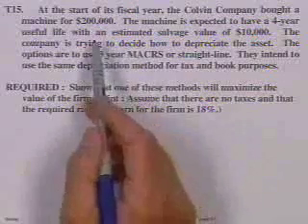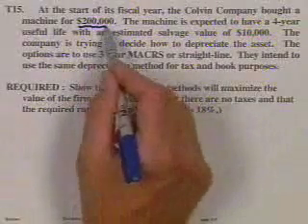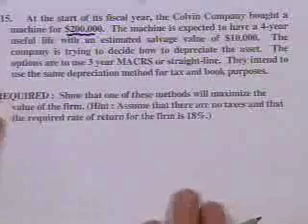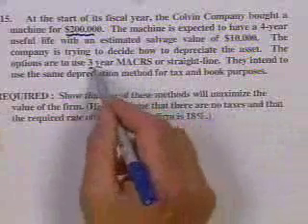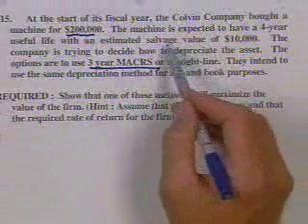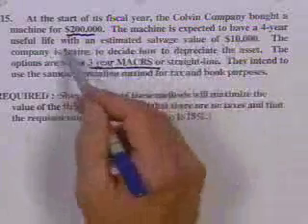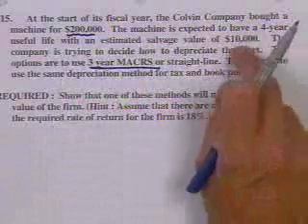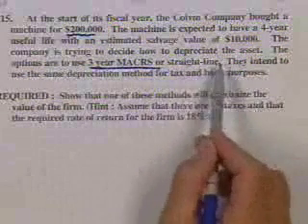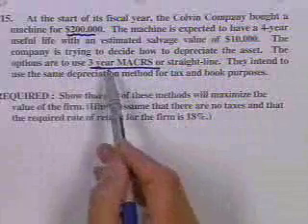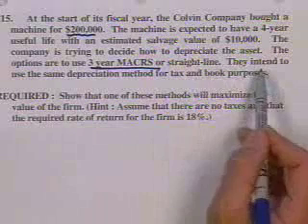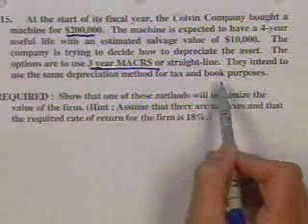So the company buys a machine for $200,000. The machine is expected to have a 4-year life, but it happens to fit into the 3-year MACRS category. The asset is estimated to have a salvage value of $10,000. The company is trying to decide how to depreciate the asset. The options are to use 3-year MACRS or straight line depreciation. They intend to use the same depreciation method for tax and book purposes.